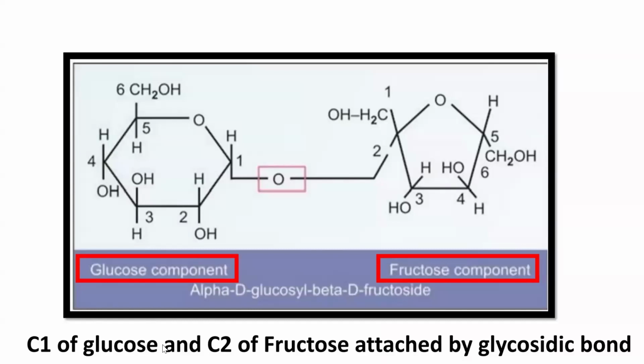So this is how we have the example of sucrose. This is carbon 1 of glucose, and this is C2, carbon 2 of the fructose. So they are attached by a glycosidic bond. In the D-glucose, look at it, this is the anomeric carbon. So it is alpha-D-glucose that forms a bond with beta-D-fructose. That is why we have alpha-D-glucosyl beta-D-fructoside, and this is the same thing as sucrose.